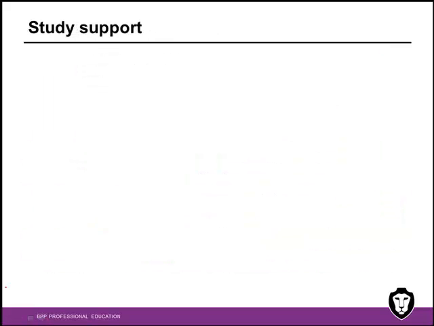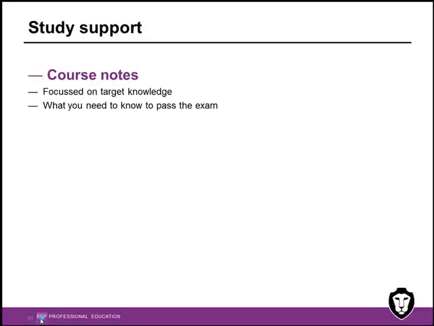So let's think about how you can start studying for your paper F3. The first thing you'll be meeting is your course notes. Now, the course notes are designed to help you to focus on target knowledge and give you what you need to know to pass the exam.